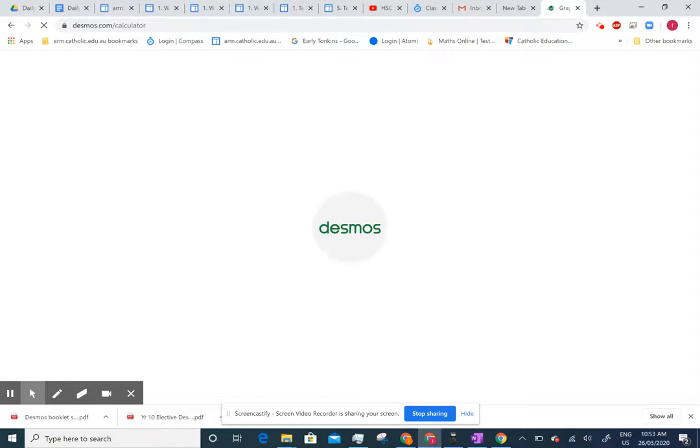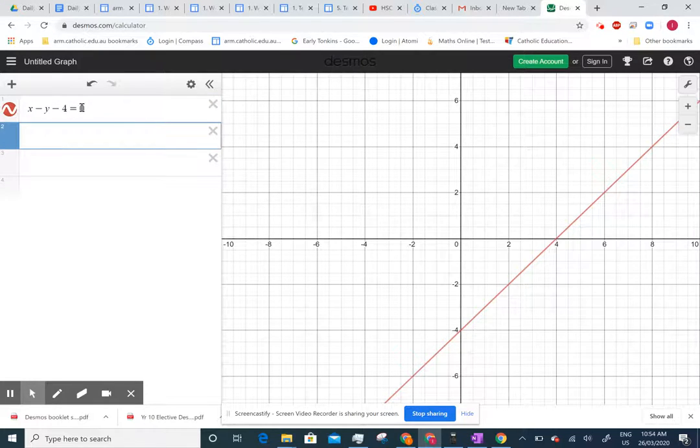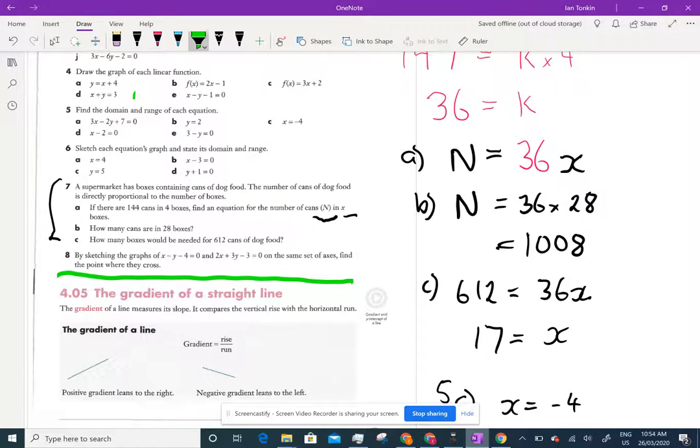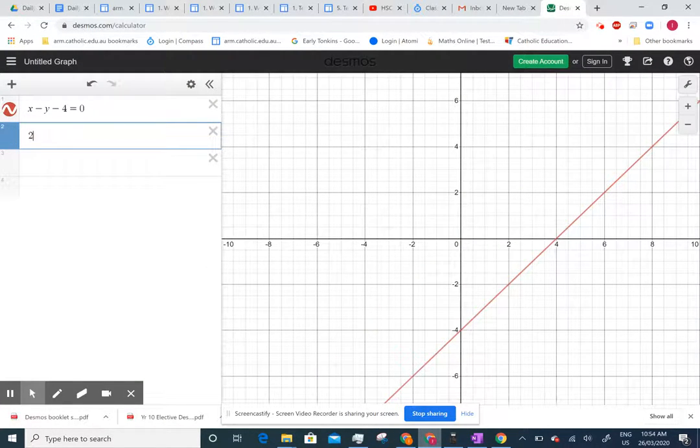We'll just type in x minus y minus 4, wasn't it, the first one? x minus y minus 4 equals 0. There's the first one. All right. And let's go back. It was 2x plus 3y minus 3. 2x plus 3y minus 3 equals 0.